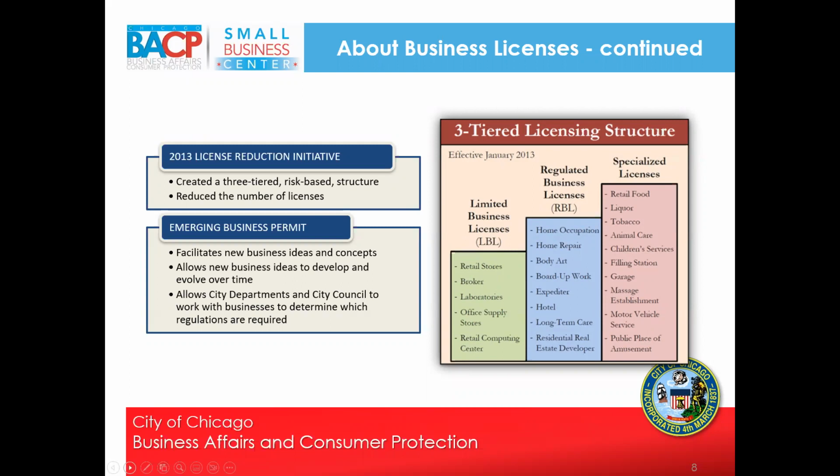With our 3-tiered licensing structure, we have our limited business license, and this basically covers anything having to do with retail sales of general merchandise, clothing, school supplies, things of that nature. Then we have our regulated business licenses, which cover our home occupations, any hotels, long-term care. And then we have our specialized licenses that require a little bit more. That's anything having to do with retail food, liquor licenses, tobacco, children's services, which cover daycares, gas stations, massage establishments, things of that nature, which require fingerprinting. Next slide, please.